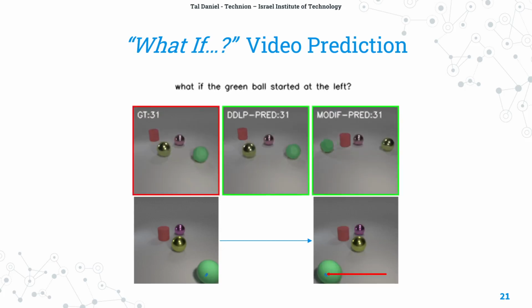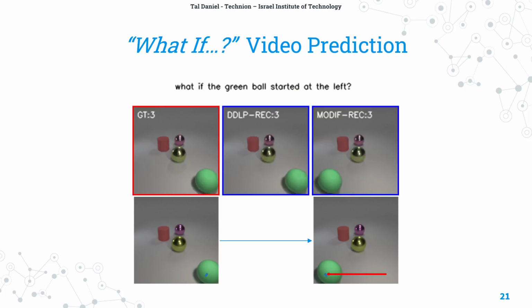Then, we unroll the latent sequence with the dynamics module and the decoder to produce a video of the consequence of our interventions. We can see that PINT generalizes well to our interventions, allowing us to ask what-if questions.